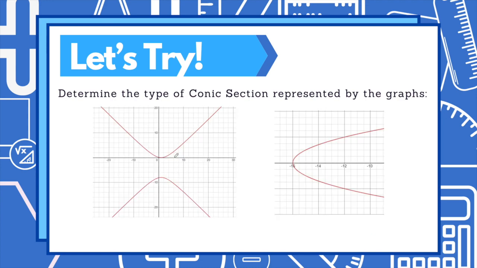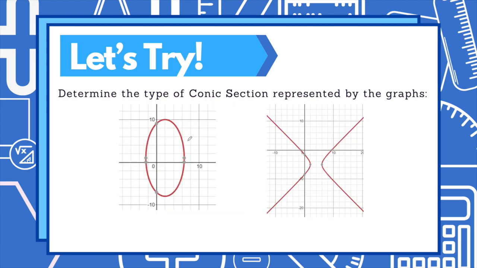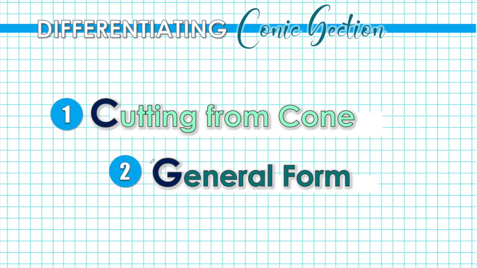Now, if the graph has two curves, we can only assume that this is a hyperbola. And finally, we can see here one curve. We can say that this is a parabola that is opening to the right. As for this graph, we can say that this is an ellipse. And finally, in this graph, of course, this is a hyperbola.